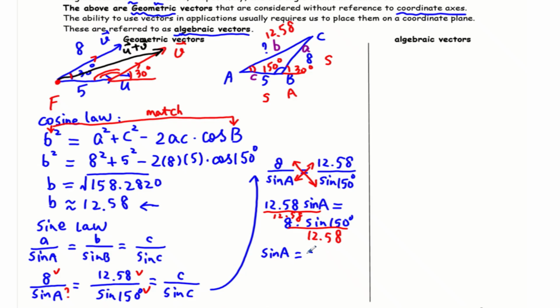Then we move the sine to the other side. It will give you angle A equals sine inverse. When you solve for an angle, we do the inverse of sine. Then 8 times sine 150 degrees divided by 12.58. Then get your calculator out. Angle A is approximately 18.54 degrees. Then we are going to write a statement.